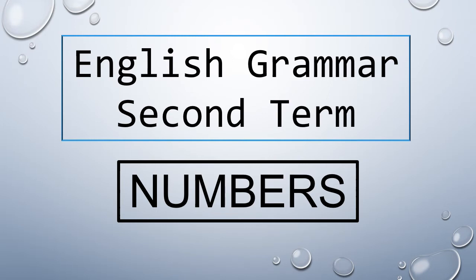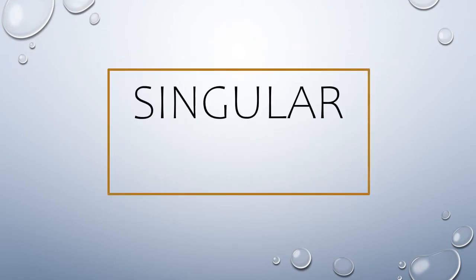After understanding the topic of nouns and its kinds, we begin with numbers. It includes two main terms. What are they? Singular and plural.